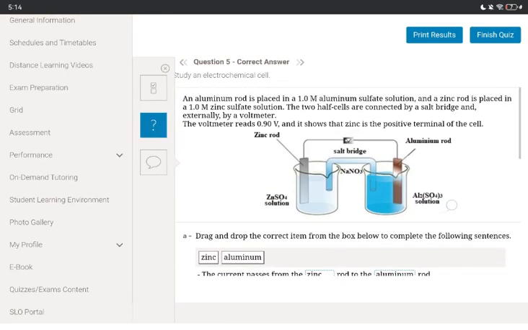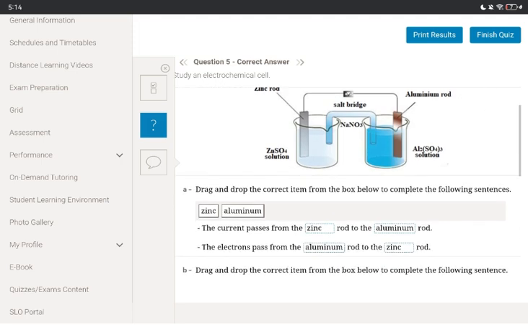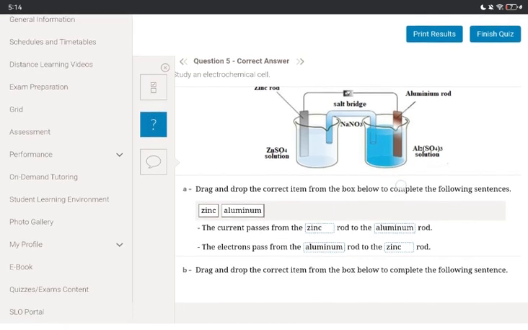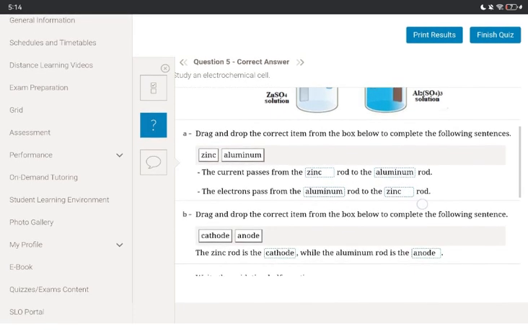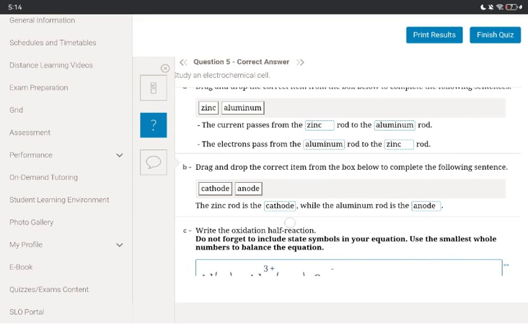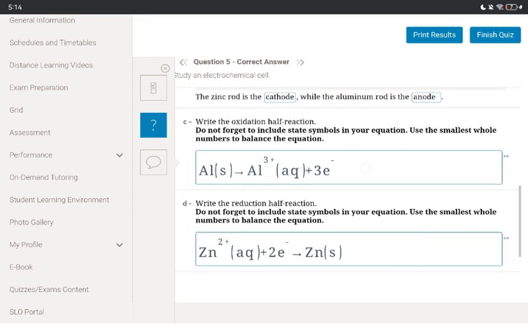So here zinc is a positive terminal, so that means it's the cathode. So that means the electrons go from the anode to the cathode, like I showed you in the last question, and the current goes the other way. So here the current goes from the cathode to the anode, and the electrons go from the anode to the cathode. See here, it shows here. And then you add the oxidation and the reduction, you just make sure it's balanced.